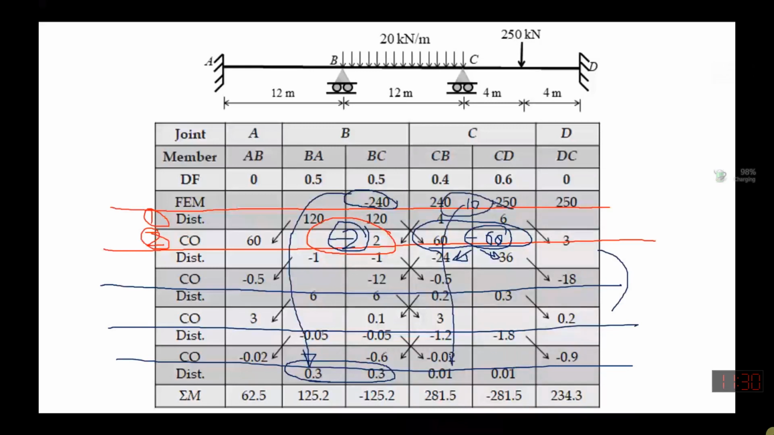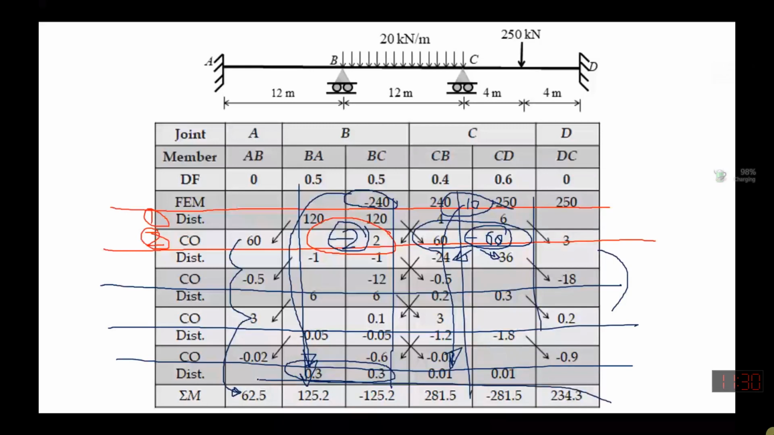We stop here, and then we sum the values that we are getting over there. So we sum these values, which are the carryover moments, and we find that this is 62.3. Then we add these values over here, and we find that this 120 plus 6 minus 1.3, and then you find the value, and similarly you sum these values up, and this is your end moments of the span. So this is what we are going to find.